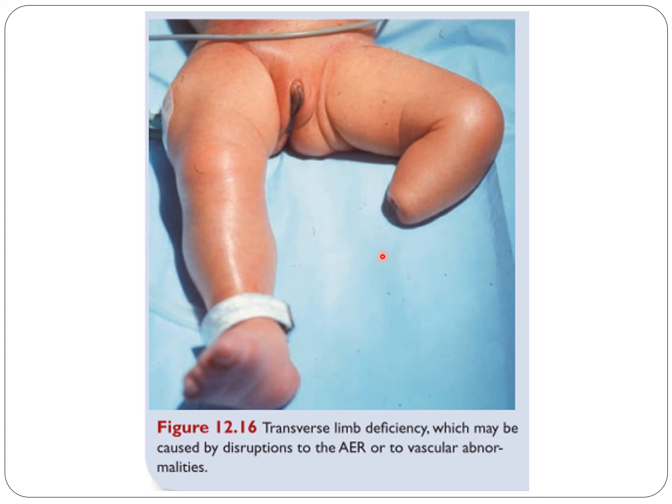Another condition is transverse limb deficiency. It may occur if there is a disruption or dysfunction at the level of the apical ectodermal ridge, which is not forming completely or properly, or maybe due to vascular abnormalities, where the blood is not properly reaching there. So there will be a transverse limb deficiency when it appears like this.